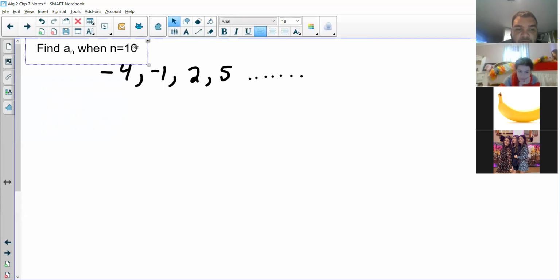You know what? I'm going to make it a little tougher. Let's do 20, because I don't want to run with this counter. So find a_n when n equals 20. I changed it to 20. Sorry if you already wrote 10.